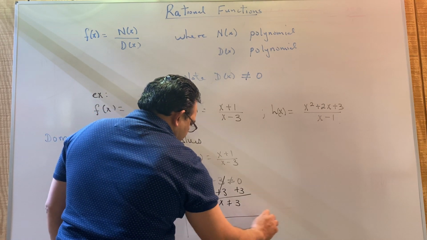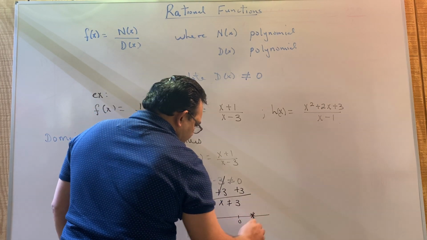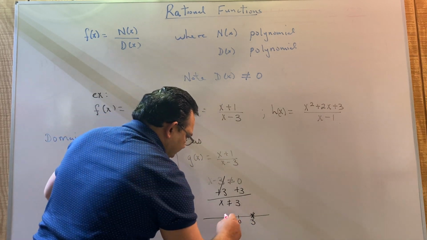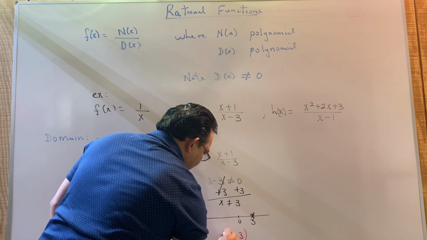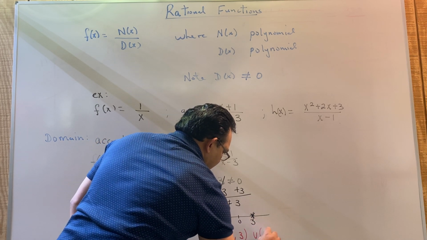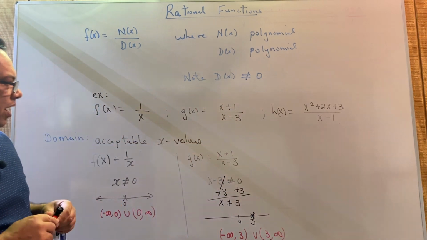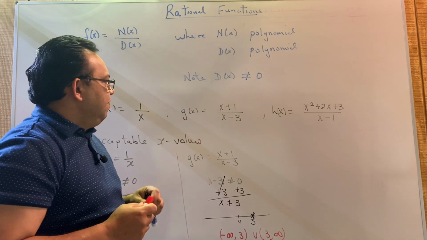Now, once again, if we look at the number line, here is 0 and here is 3. If we take out 3, what do we have left? Well, this portion of the line on the left will give me negative infinity to 3, union with from 3 to infinity. And that will signify our domain, or the acceptable values for g of x.